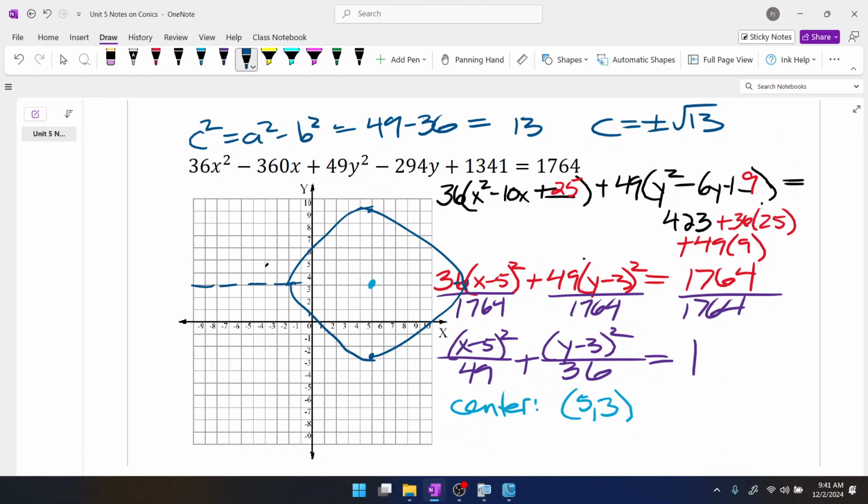Basically, the foci are going to be at 5 plus root 13, 3, and 5 minus root 13, 3. So 5 plus root 13, the square root of 13 is just under 4. So it's going to put us here and right around here too.